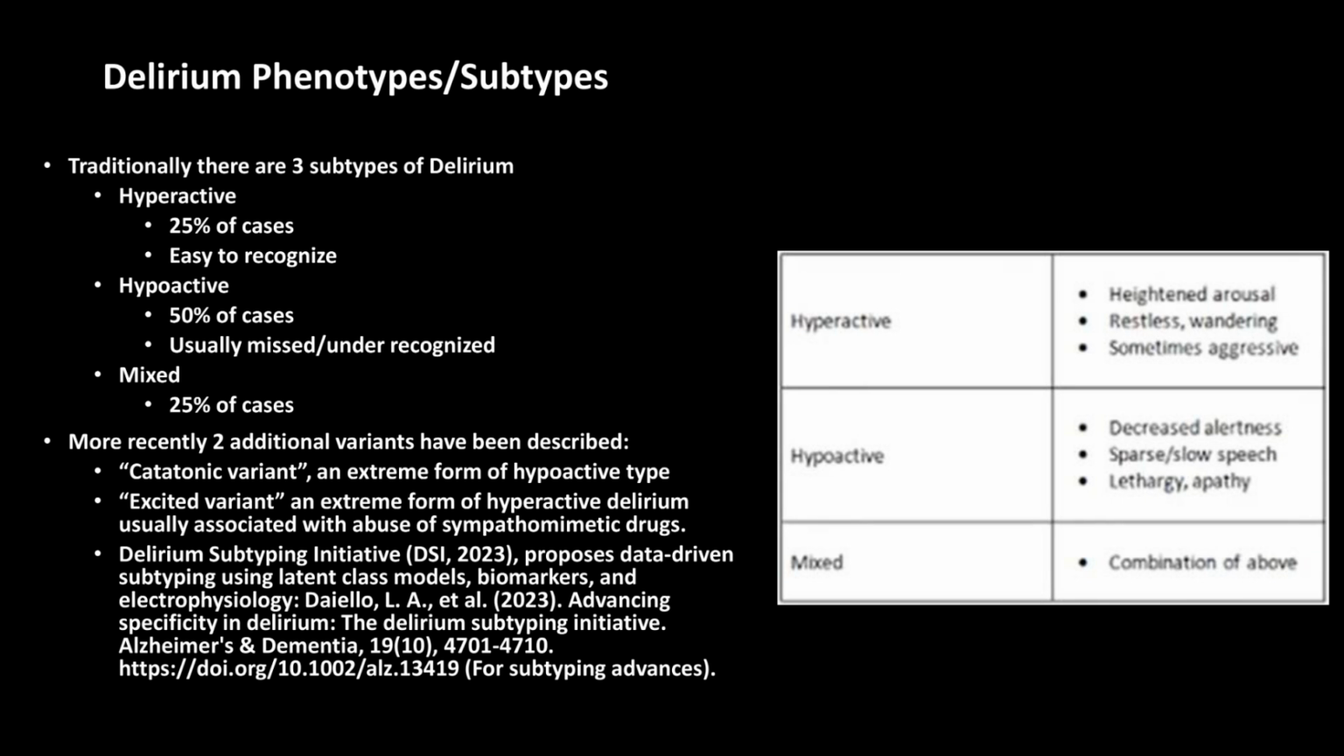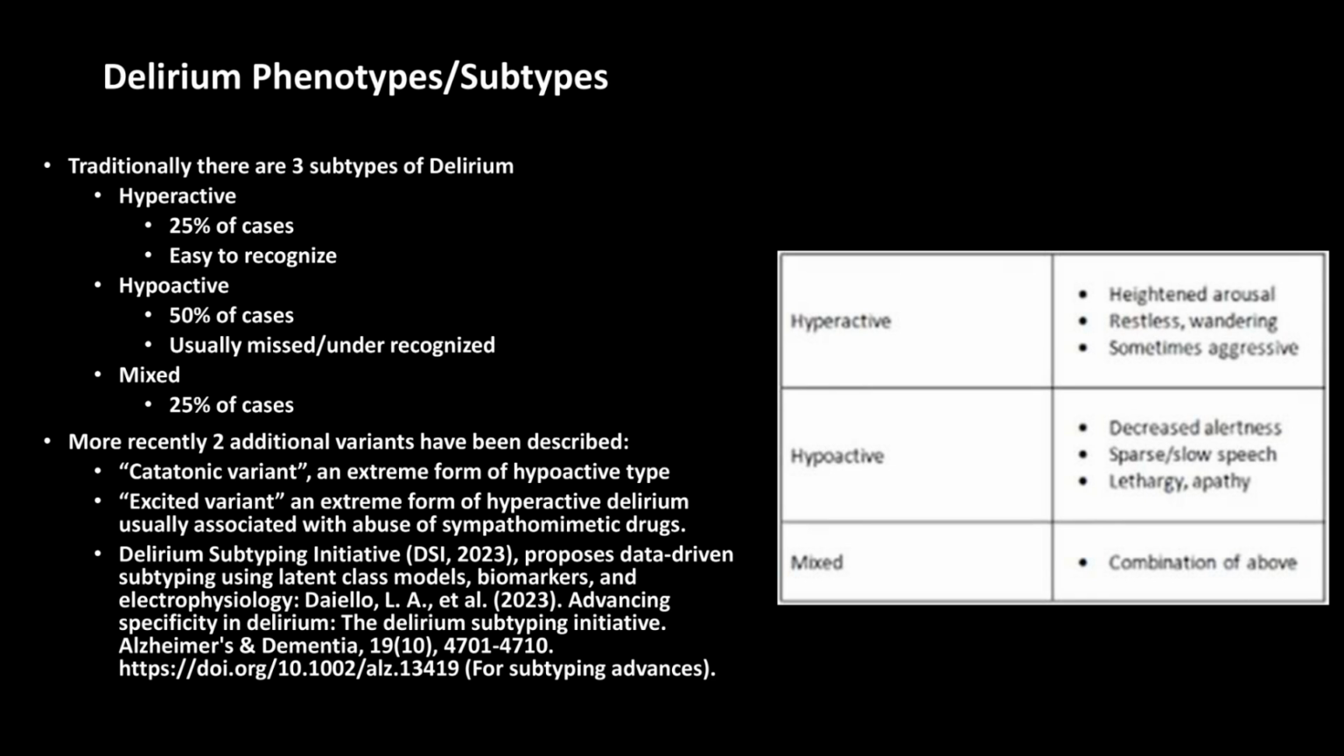Recently, the literature has discussed two additional variants. There is a catatonic variant, which is an extreme form of hypoactive delirium, and the excited variant, which is an extreme form of hyperactive delirium, which is usually associated with abuse of some medications.